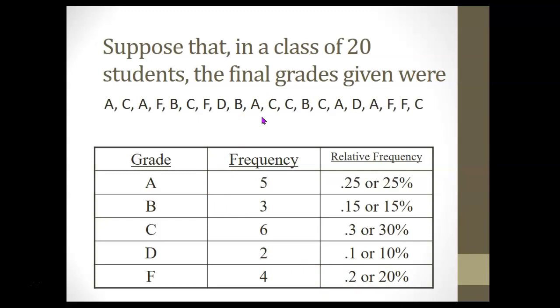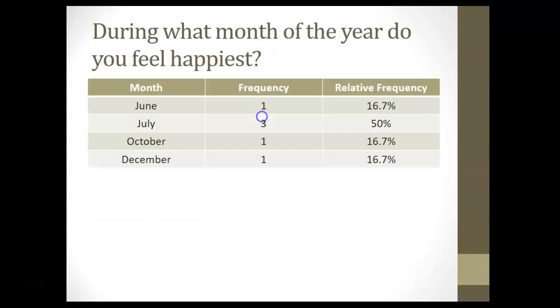So, some more examples of these frequency distributions. When I asked you guys, during what month of the year do you feel happiest? Here are the responses. One person said June, 3 people said July, 1 person said October, and 1 said December. So 50% of you, half of you, said your happiest month was July.